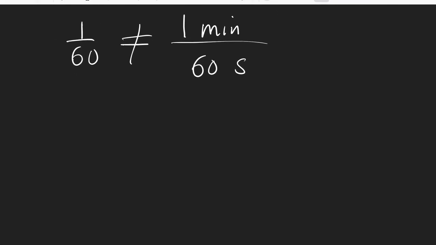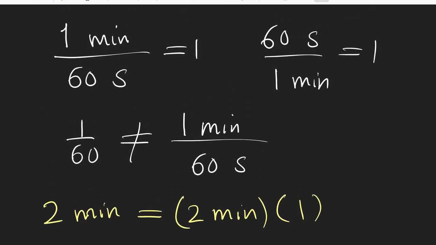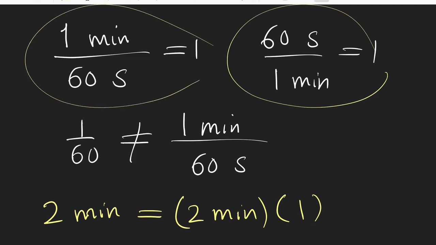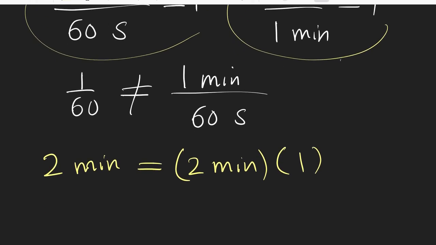Now consider one example. I want to convert 2 minutes to seconds. Two minutes, I can multiply this by a factor of 1. Let's see how. I have 2 minutes, then I can multiply by a factor of 1, and instead of 1 I can use either this one or that one depending on my problem. So I want to convert it to seconds, so I use the second one.